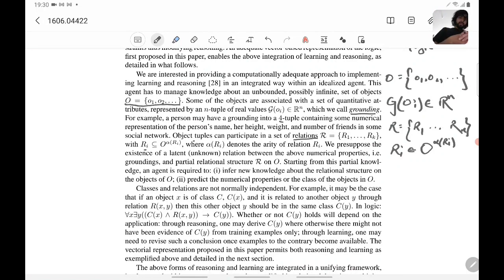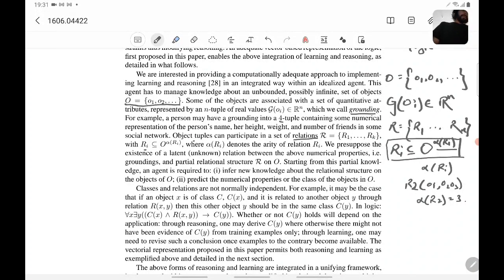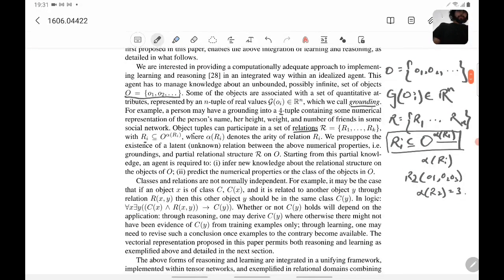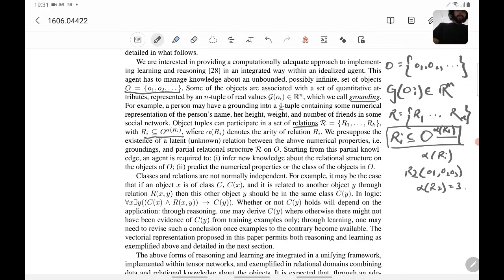I'm not sure what O is; O is the object, so this is a subset of O. Alpha is the arity of the relation. Let's say the relation takes three arguments, A, B, and C, or in the notation O1, O2, and O3. Let's say this is R2. The arity of R2 now becomes 3. So whatever Ri is, it's a subset of that. Ri is a subset of the objects with that particular arity, where alpha of Ri defines the arity of the relation Ri.